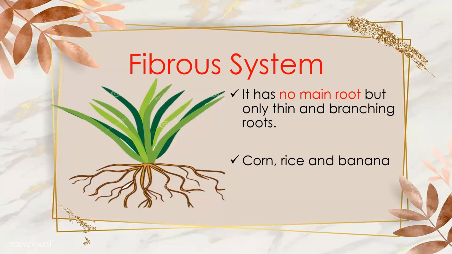Okay, so next we have fibrous root system. Okay, fibrous root system. So look at the root of this plant. It has no main root, but only thin and branching roots. Okay, so no main root. So examples of plants that have fibrous root system are corn, rice, and banana.